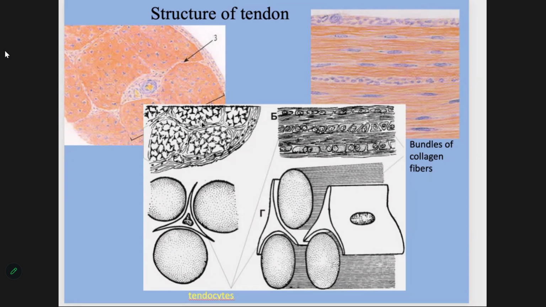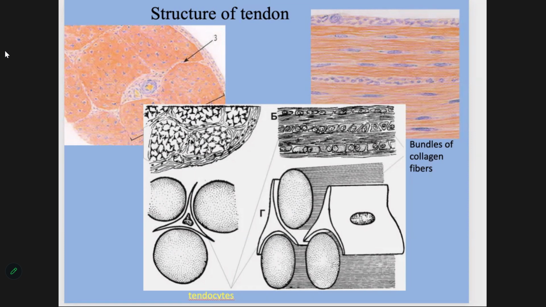Some bundles of the first order together form the bundle of the second order. Look at this. Now the arrow indicates the bundles of the second order. Bundles of the second order are larger than the bundles of the first order and are separated from one another by slim septa of connective tissue, a slim layer of loose fibrous connective tissue. This slim layer of loose fibrous connective tissue is named endotendinium. So endotendinium separates the bundles of the second order.